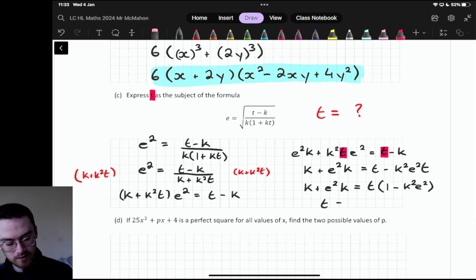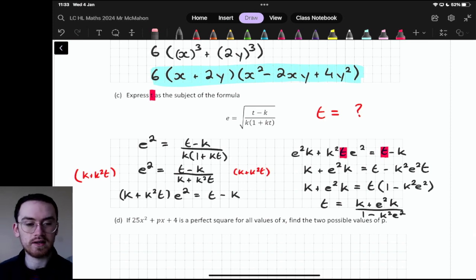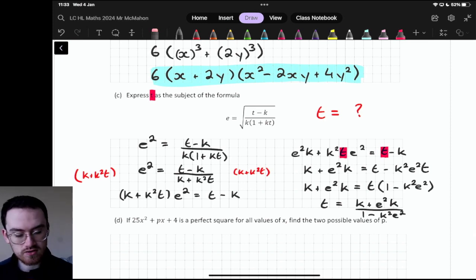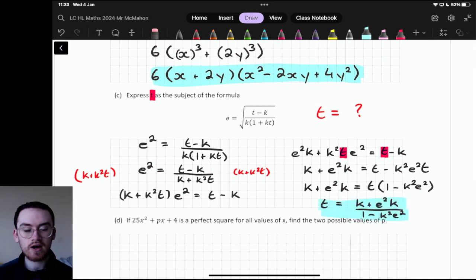And finally, I'm just going to divide by that bracket, the 1 minus k squared e squared, or e squared k squared, whichever order you have those in. Okay, and that is your answer then. So we can see that we've ended up with a term where we have t on its own on the left hand side and then everything else on the right hand side, similar to how we started with e.